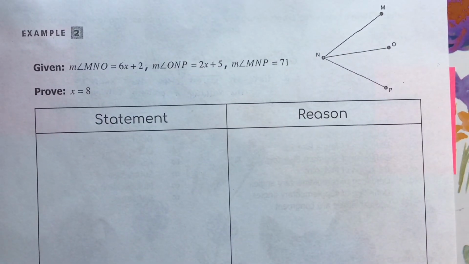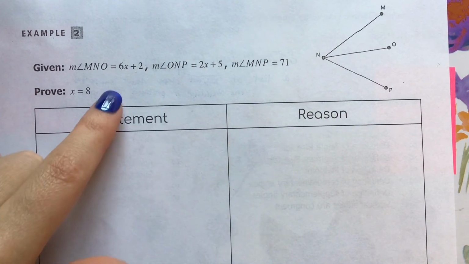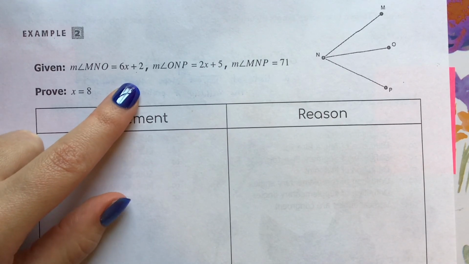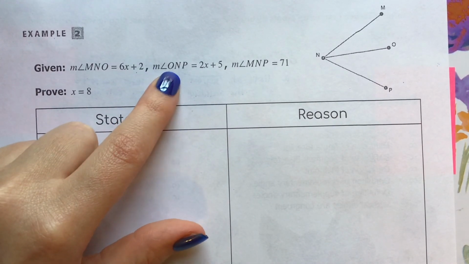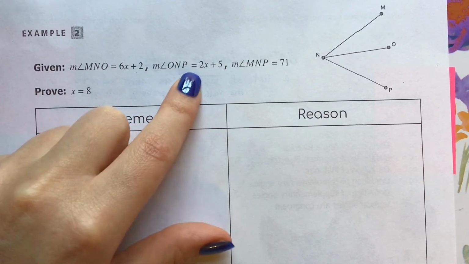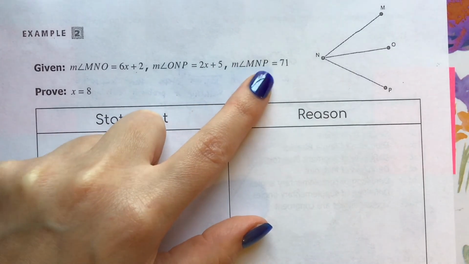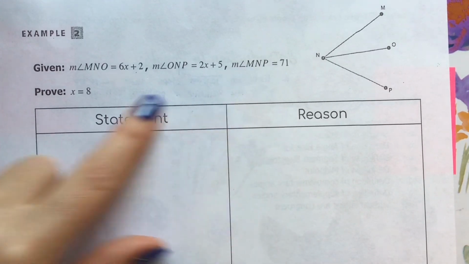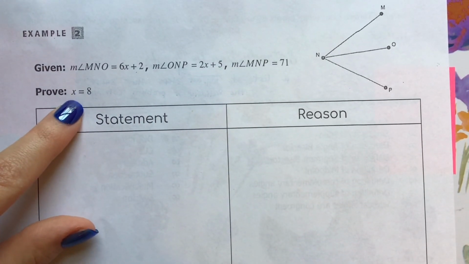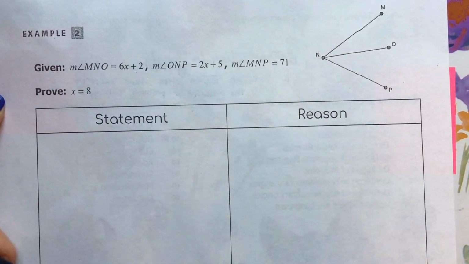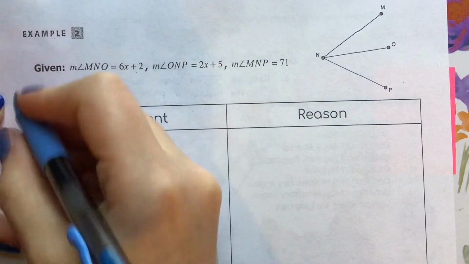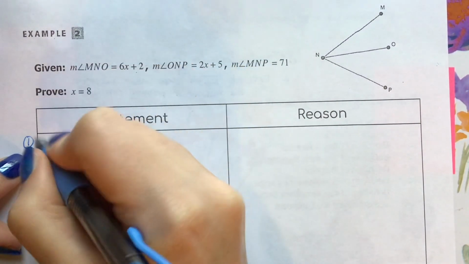In this one, it says the measure of angle MNO is 6x plus 2, and the measure of angle ONP is equal to 2x plus 5, and the measure of angle MNP is equal to 71. We're going to try to prove that x is equal to 8. So our first step, like usual, is going to be to write out our givens. So let's write all that out.